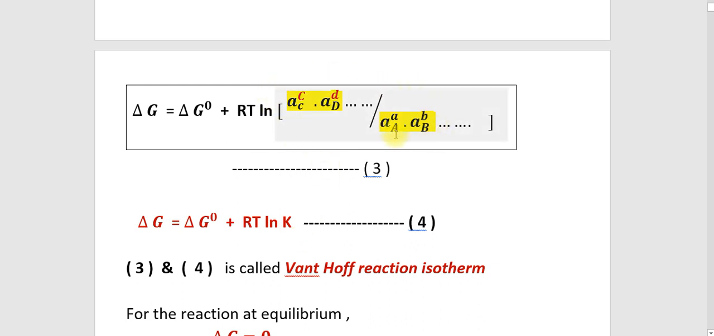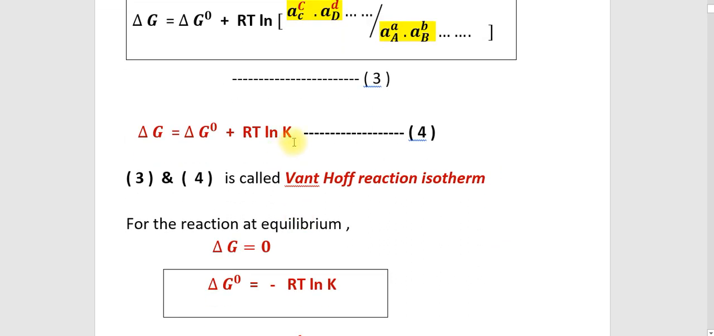So this is our final equation where delta G is equal to delta G0 plus RT ln K, where K is a constant. We know that AC raised to C into AD raised to D by A raised to A into AB raised to B is a thermodynamic equilibrium, or it is the equilibrium constant in terms of activity. Okay, therefore it is represented here as K. We know that how the value K comes. Okay, therefore the equation is delta G is equal to delta G0 plus RT ln K. Okay, the equation 3 and the equation 4 is called the Van 't Hoff reaction isotherm.